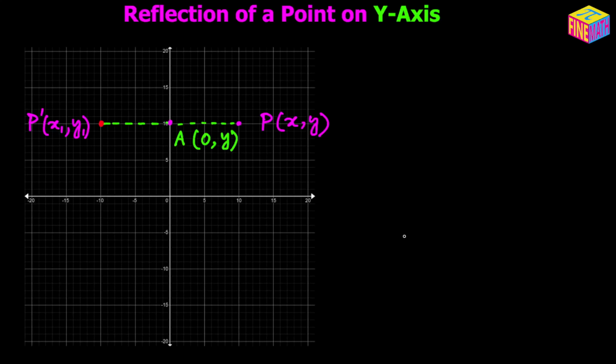Now if you think about the line segment PP prime, the lengths AP and AP prime are equal because the object and the image are always at the same distance from the mirror. AP is the distance of the object from the mirror and AP prime is the distance of the image from the mirror. So those two distances are equal, which means A is in the middle of the line segment. That means A is the midpoint, and we should be able to use the midpoint formula.